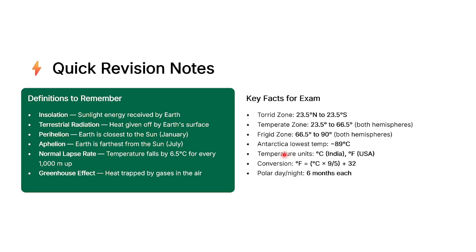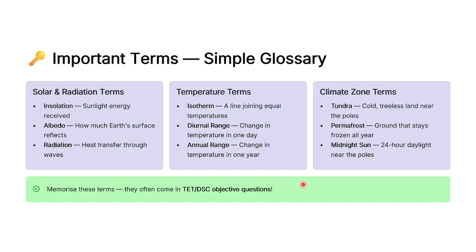Then Antarctica's lowest temperature is minus 83 Celsius, whereas the temperature unit is Celsius in India, whereas Fahrenheit in USA. Conversion: Fahrenheit equals Celsius times 9 by 5 plus 32. This is the formula for conversion of Celsius into Fahrenheit. So polar day and night are 6 months each.